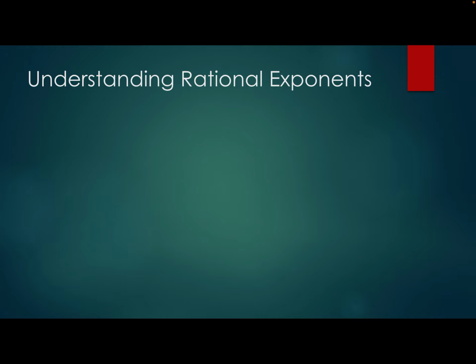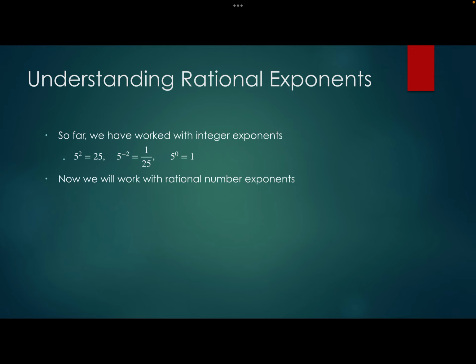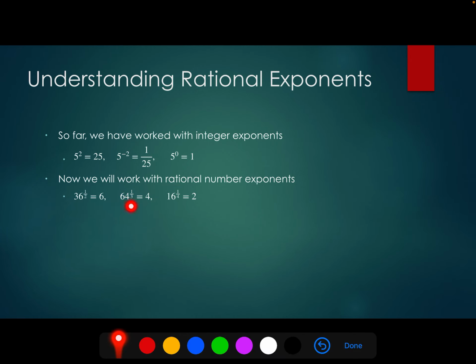So first, let's take a look at and talk about understanding rational exponents. So far, we've worked with integer exponents, right? Things like 5 squared, 5 to the negative 2 power, and 5 to the 0 power. Now we're going to work with rational number exponents, or more commonly, exponents that are fractions. So for example, we have 36 to the 1/2 power, and that's equal to 6. We have 64 to the 1/3 power, that's equal to 4. And we have 16 to the 1/4 power, and that's equal to 2.